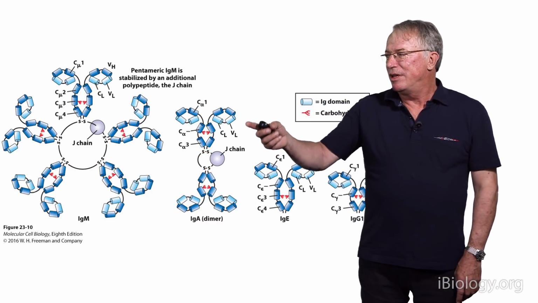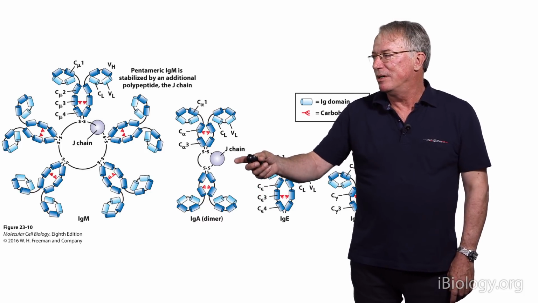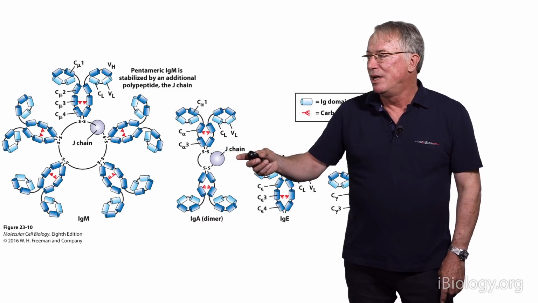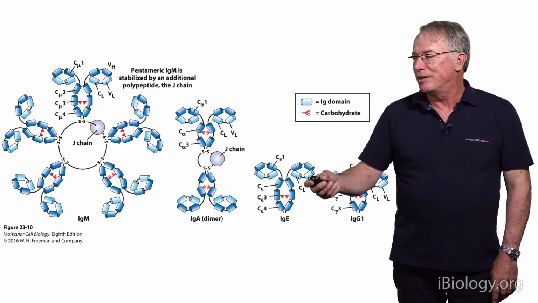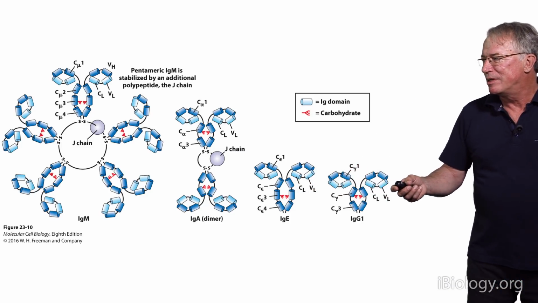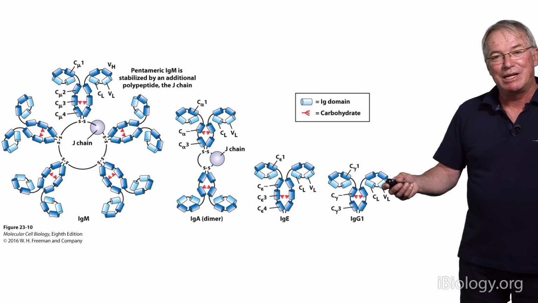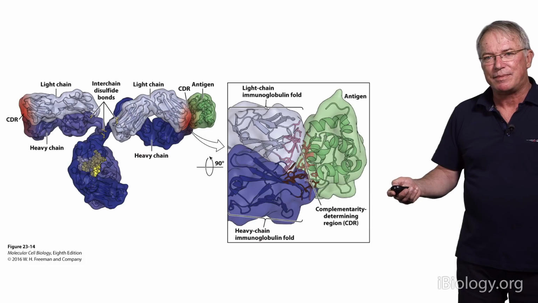We have a version of immunoglobulins that's found in secretions, such as tear fluid, held together by an unusual protein called the J chain. We have the IgE molecule implicated in allergic reactions, and what most of you are probably familiar with are the immunoglobulins of the IgG classes, of which several subclasses exist.